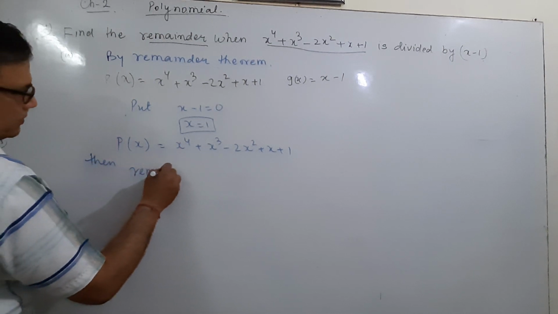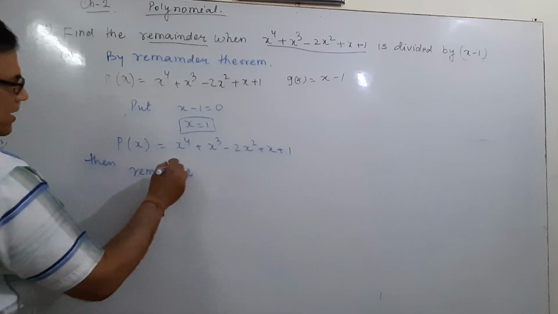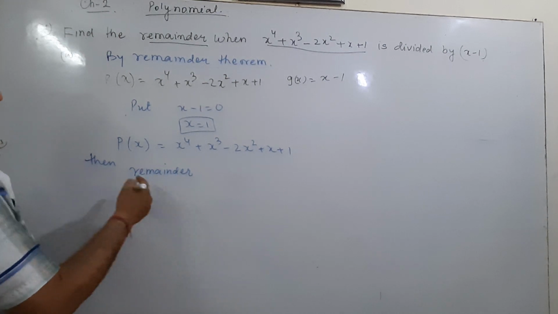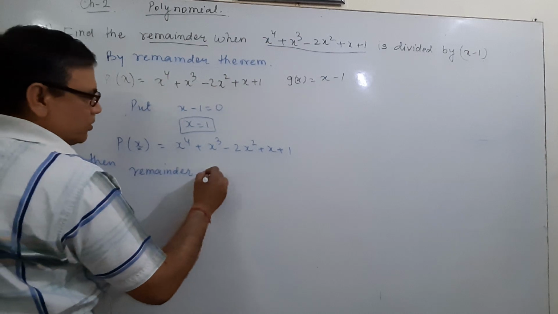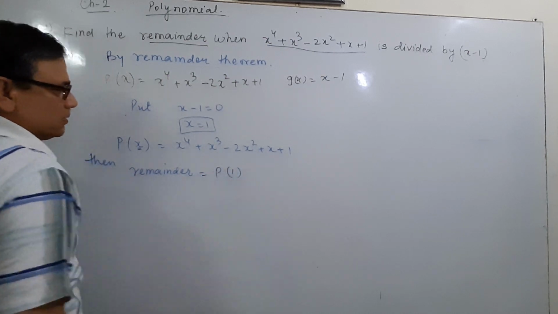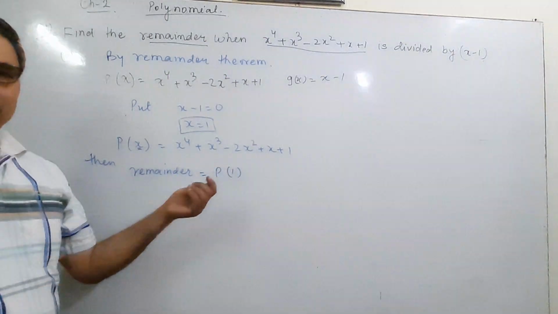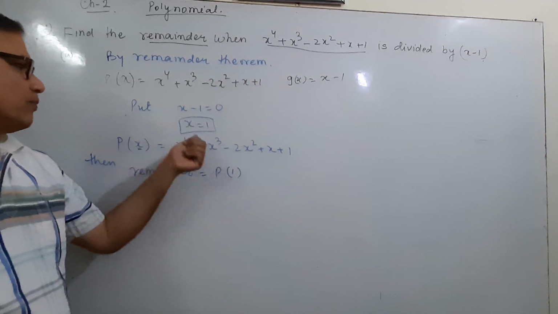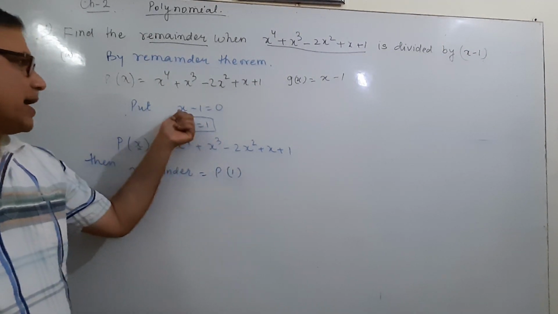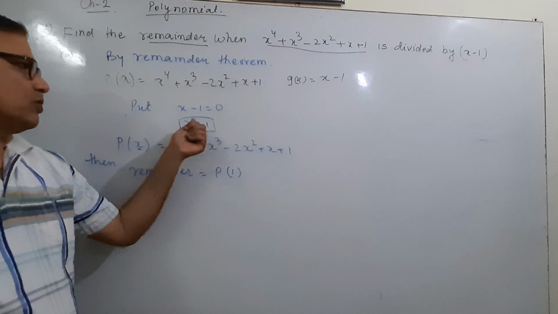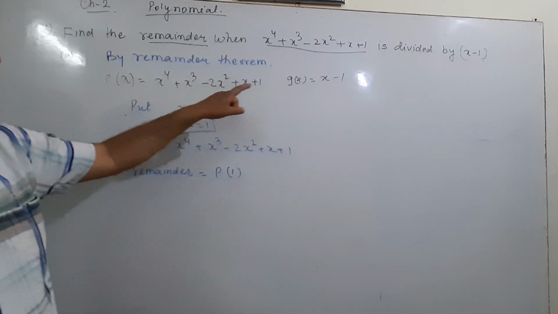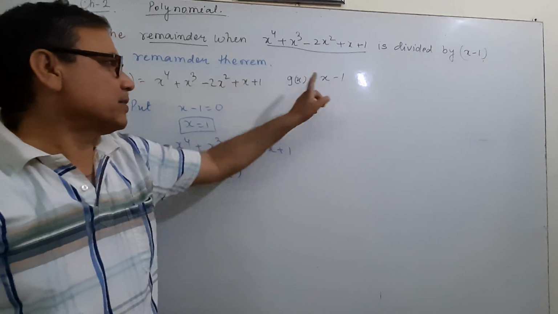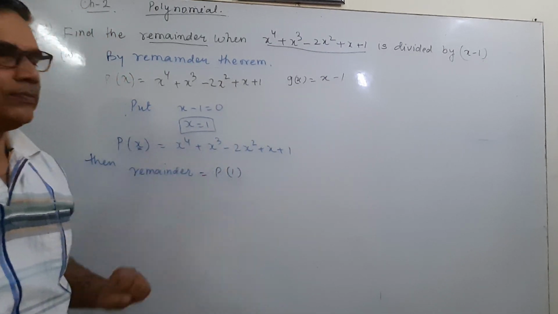Can you tell me? By the remainder theorem, put the value of x equal to 1, then the remainder is equal to p(1). It means p(1) is the remainder, where 1 comes from x minus 1 equal to 0, x equal to 1. It means when p(x) is divided by g(x), x minus 1, then the remainder will be p(1).